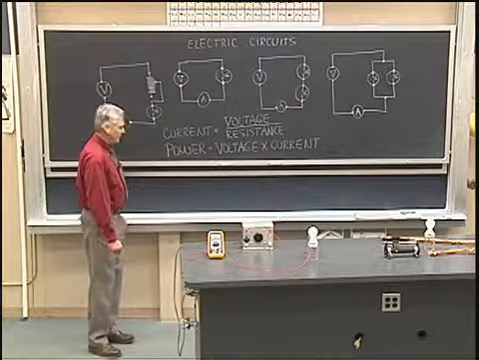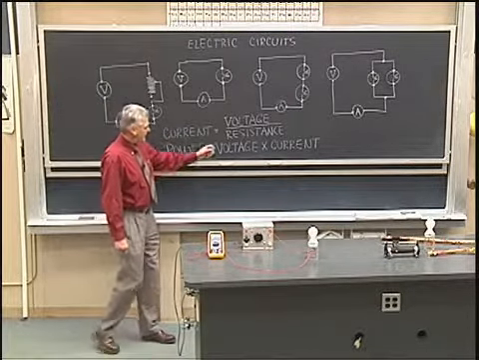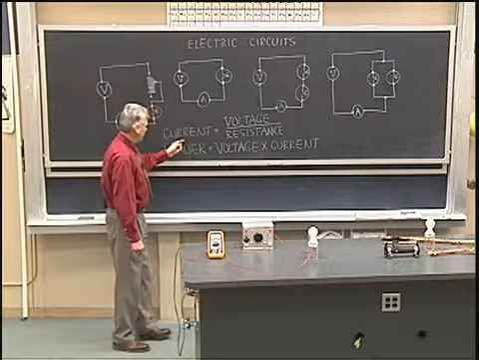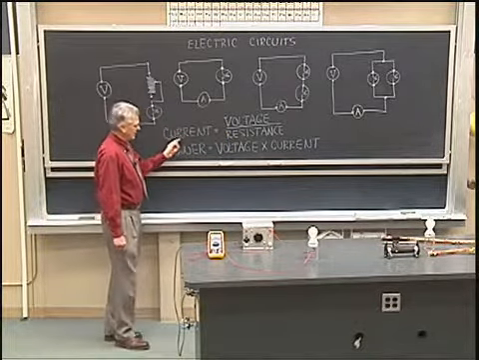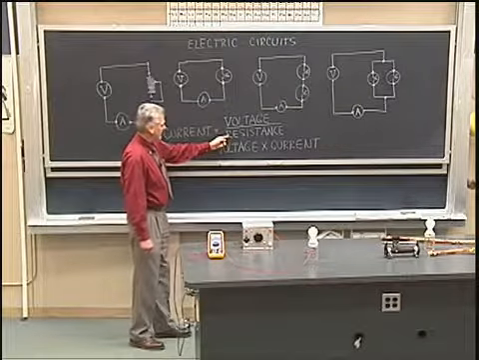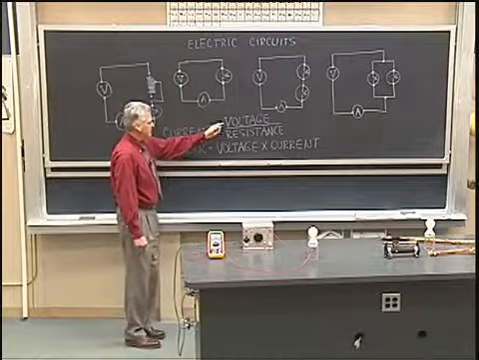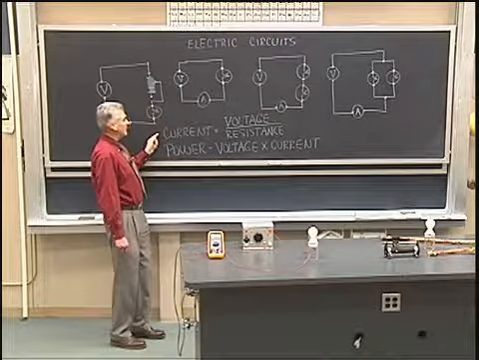Next, I'd like to talk to you about what happens when we keep the resistance fixed, vary the voltage, and see what happens to the current. If the resistance is constant, if we increase the voltage, we will increase the current. If we reduce the voltage, then we reduce the current.